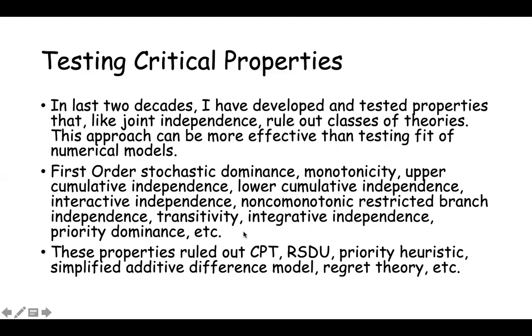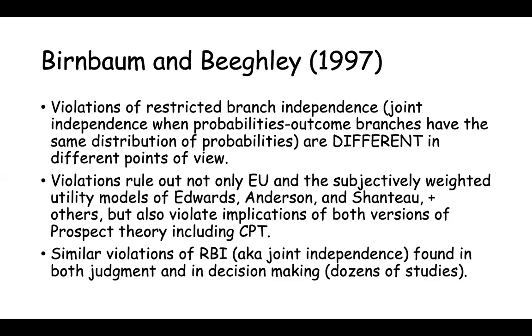So the problem is to come up with critical properties that involve just 2 or 3 or 4 choice problems, or things to judge, that show that the rank order can rule out classes of theories. And indeed, while testing these, the data are able to rule out original and cumulative prospect theory, rank-dependent utility theory, the priority heuristic, the simplified additive difference model, regret theory, and a number of other theories that have been tested and disproved.